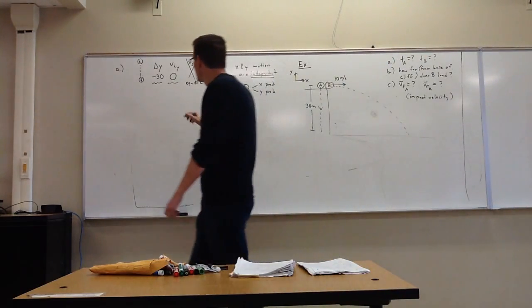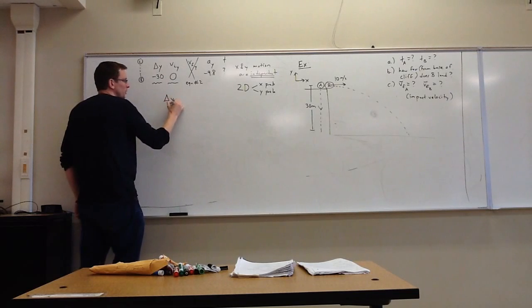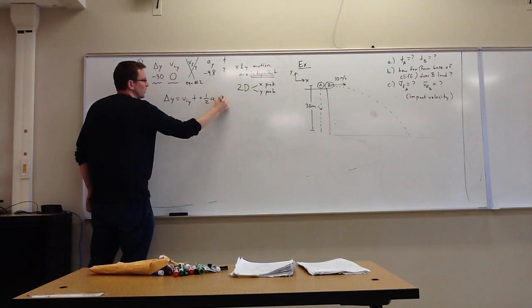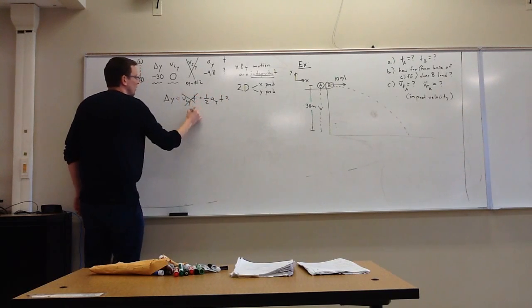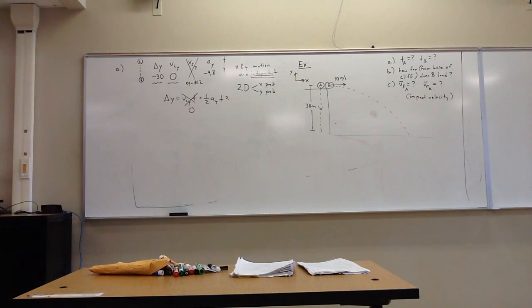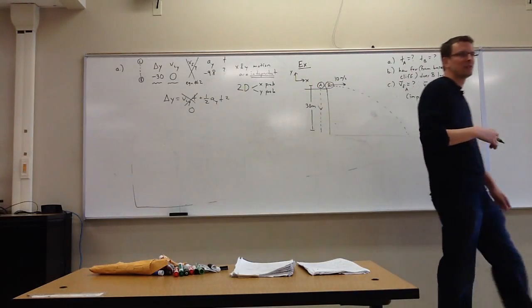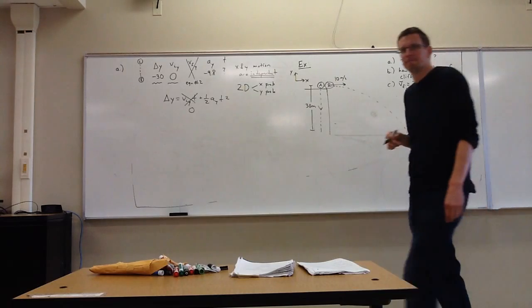If you look at the equation, it looks like this. This whole part is going to go to 0 because I dropped it from rest, right? So how do I solve for the time? I solve for t squared and square root it, right?